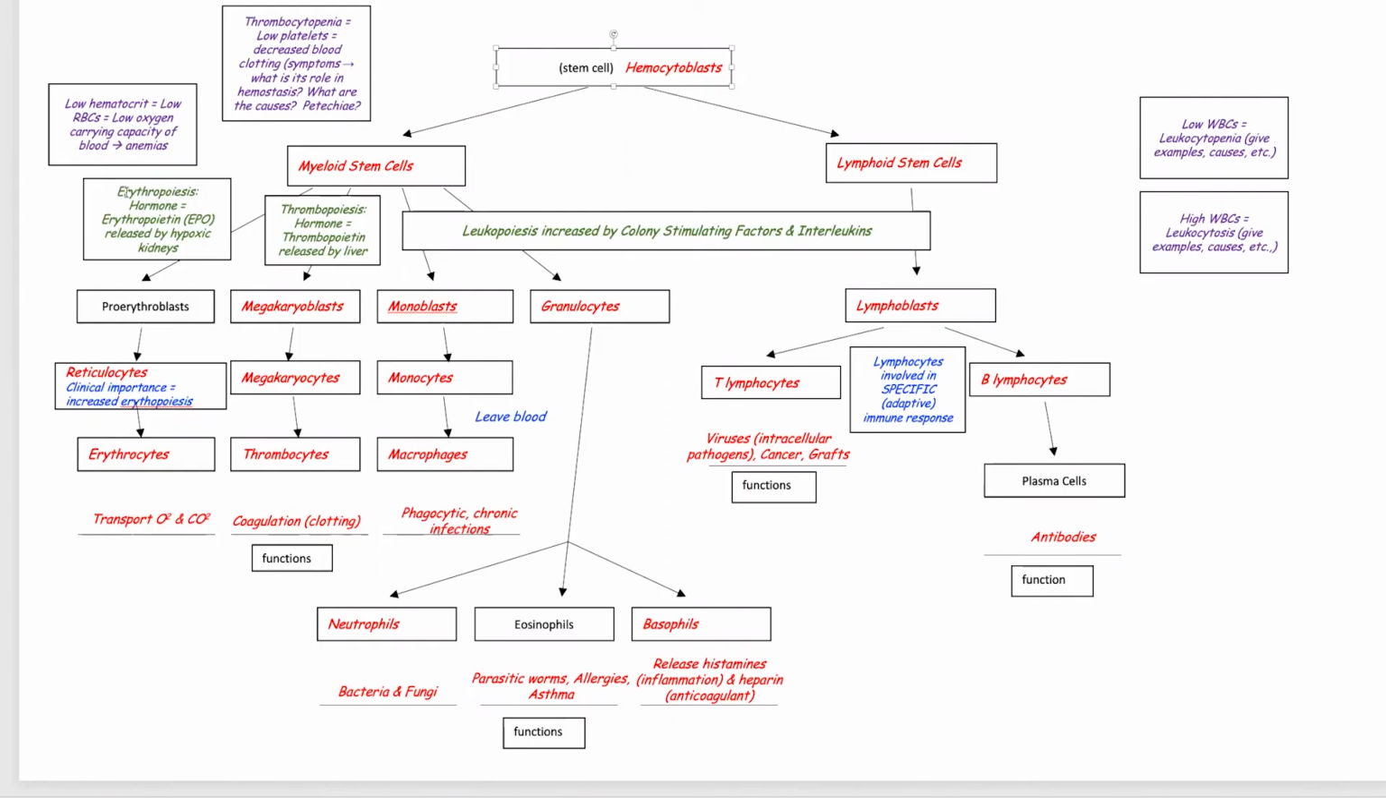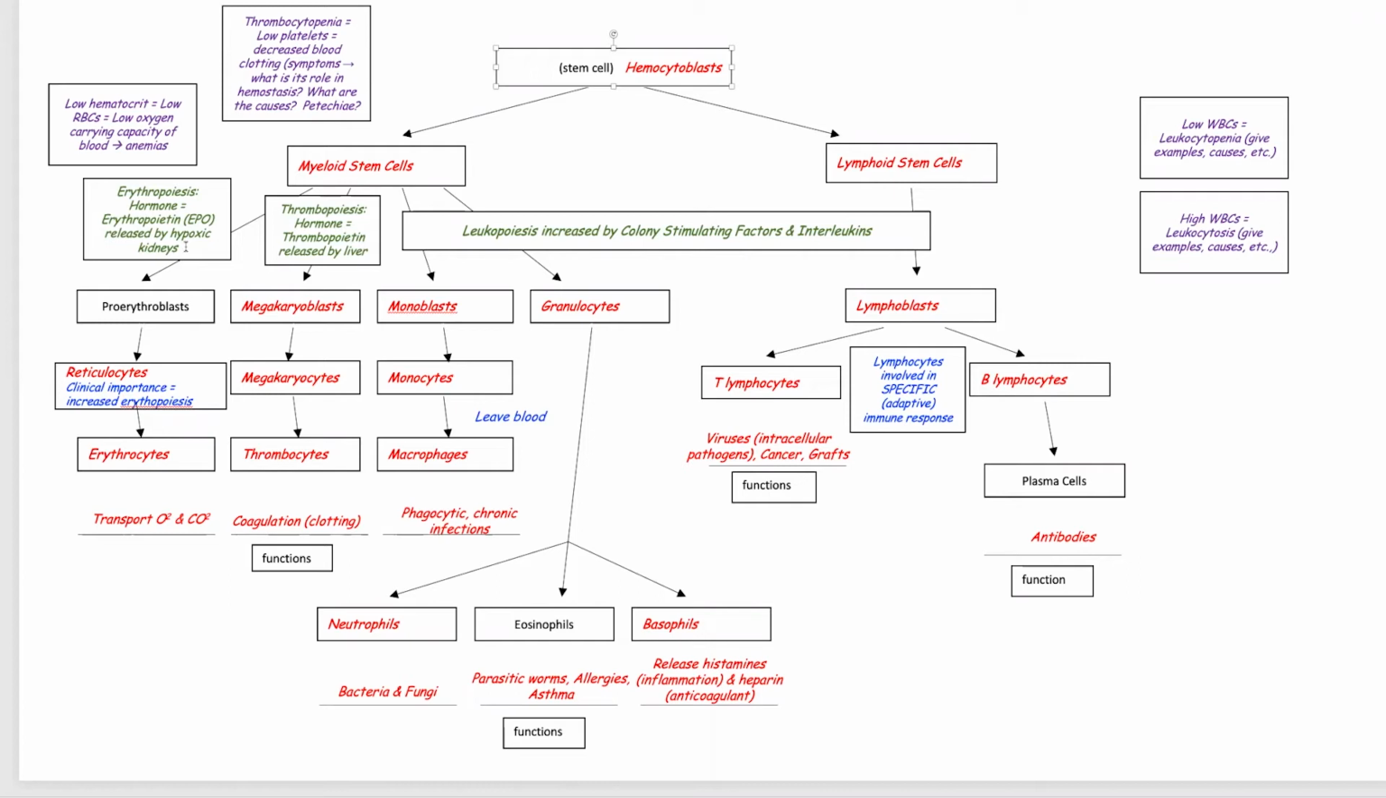The hormone that increases erythropoiesis is called erythropoietin or EPO, and it is released by hypoxic kidneys. So these are kidneys that are not receiving enough oxygen. You release EPO, and through a negative feedback mechanism, the EPO will go to the red bone marrow, stimulate the increased production of erythrocytes or red blood cells.